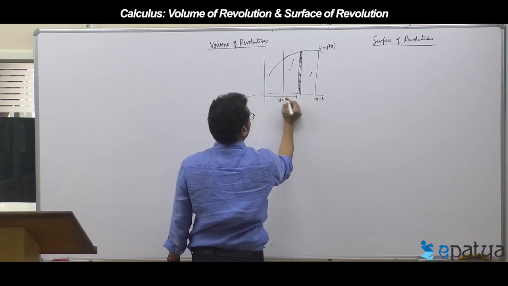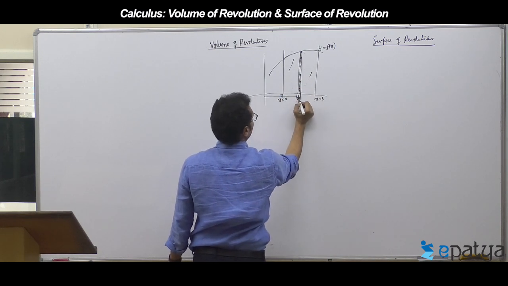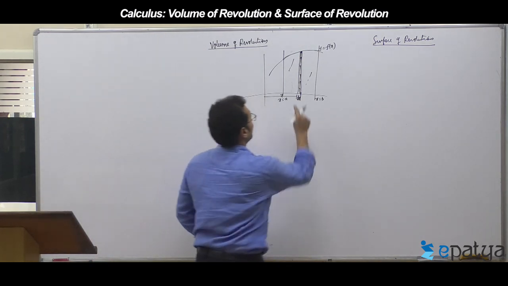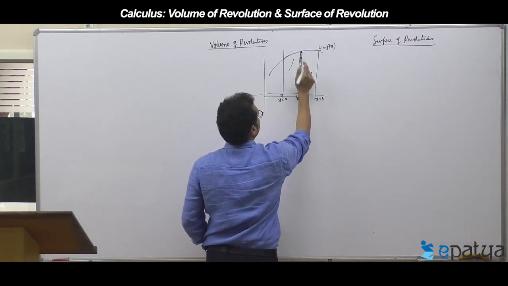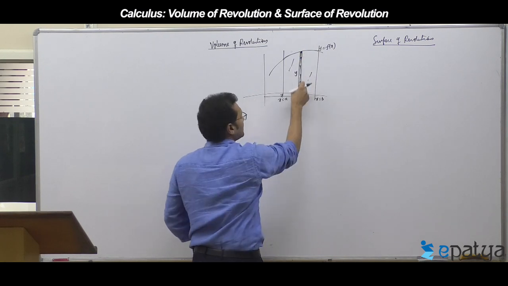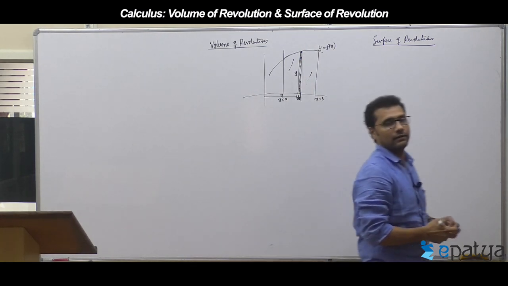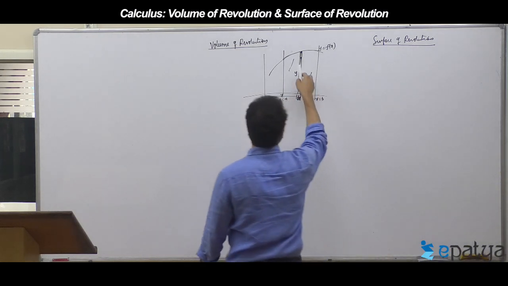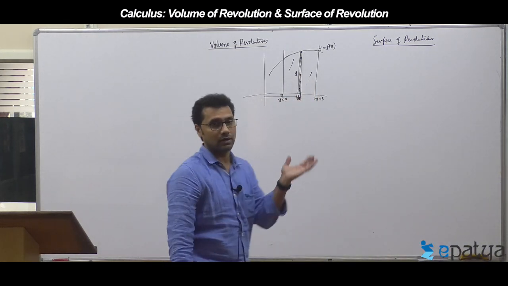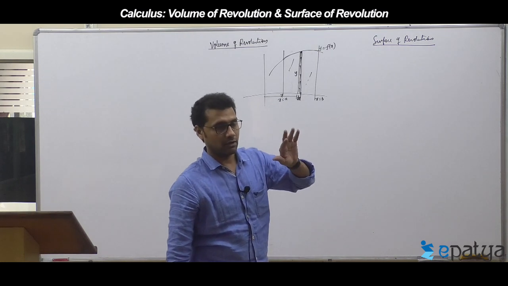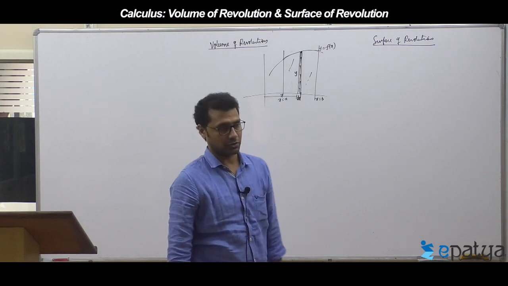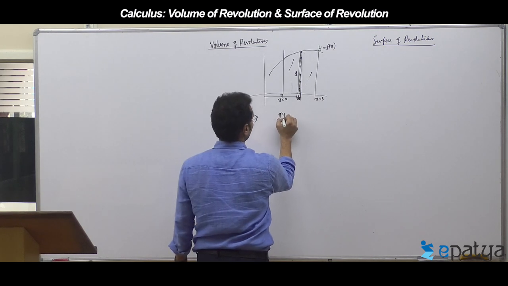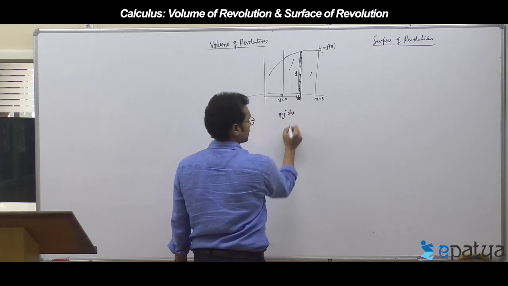At some x, this is dx suppose. The height of the strip, since it is at x, would obviously be y. I can treat this as a rectangular strip. If this rectangular strip is revolved about the x-axis, it gives a circular disk of certain volume. What would be the volume of that circular disk? The volume of that circular disk will obviously be pi y square dx.